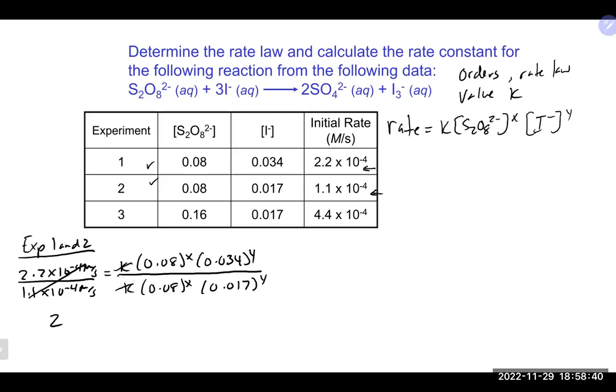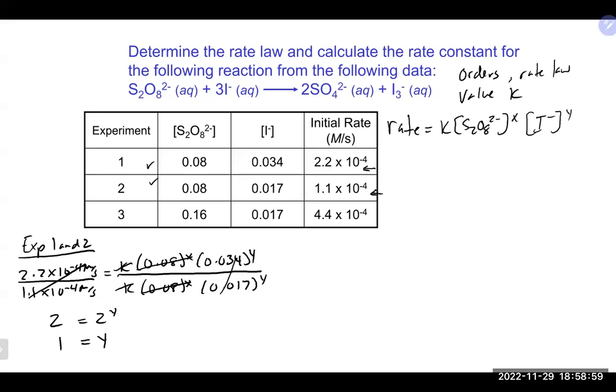Here, that is going to give us a 2. Once again, the k's will cancel. These guys will completely cancel. And these guys here will give me a 2 to the y. That means once again here, y in this case would equal 1 for the order for I minus. Any questions on that one there?